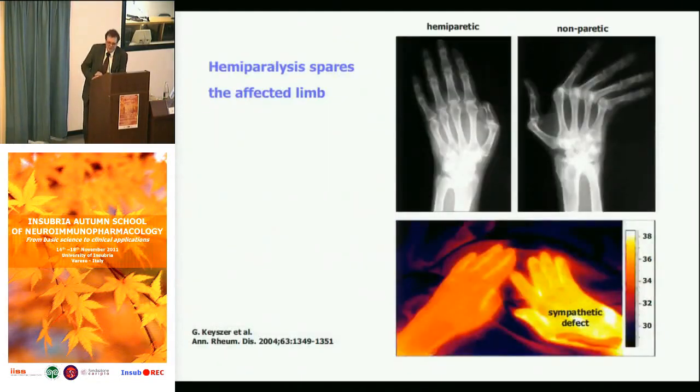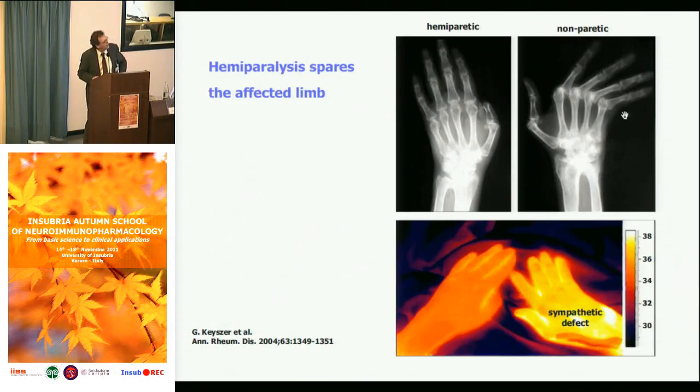I show you now some examples which so nicely demonstrate that the nervous system has something to do with the arthritis. In literature, we have approximately 33 case reports where people have demonstrated that a patient with a hemiparetic side is prevented from becoming rheumatoid arthritic. You see, on the non-paretic side, he has these typical changes of rheumatoid arthritis. The first change is that the fingers are turned to the ulnar side. It's called ulnar deviation. The patient starts to make something like this.